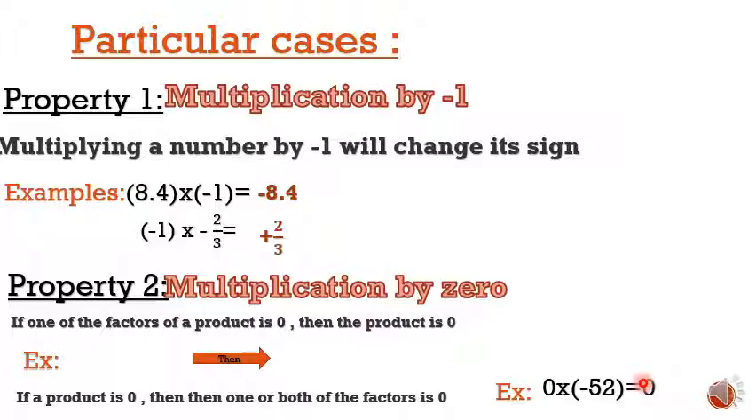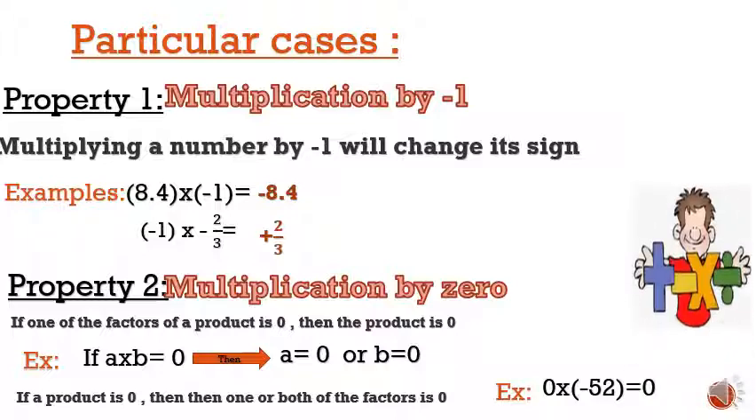And we said that if the answer is 0, then one of the factors, or maybe the two factors, are 0. So if you multiply two numbers and the answer is 0, you have to know directly that one or the two factors are 0. So A is 0 or B is 0 or A and B, they are zeros.